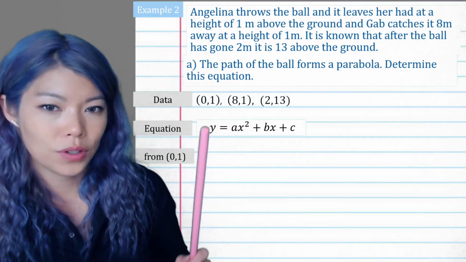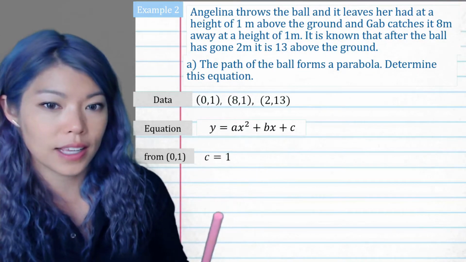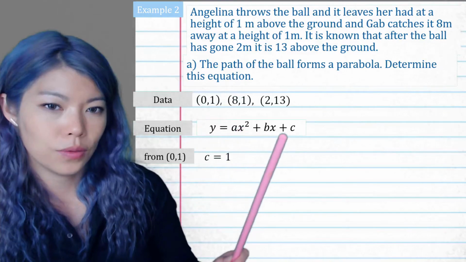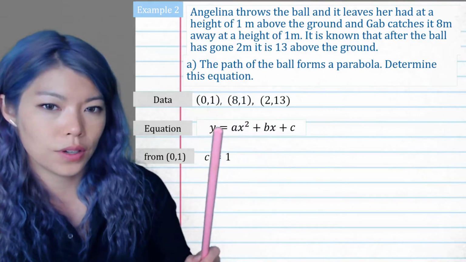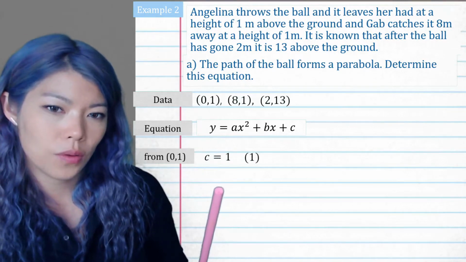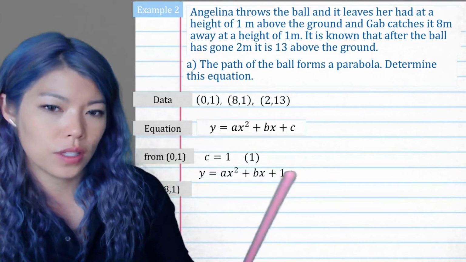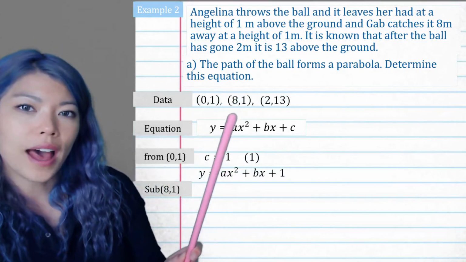So now we substitute. We substitute (0, 1) first because it has a 0. We can figure out what c is, plugging in x as 0 and y as 1. c is clearly 1. Then we can rearrange the equation to write it with c as 1. And then we're going to use this equation to substitute the other values.